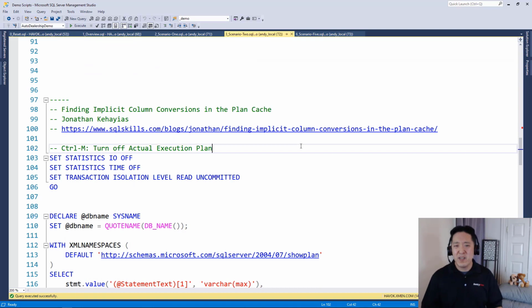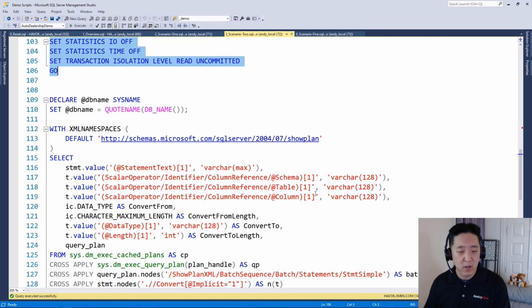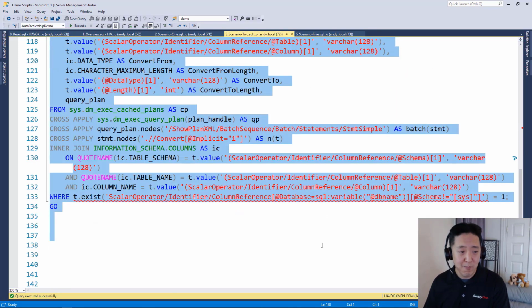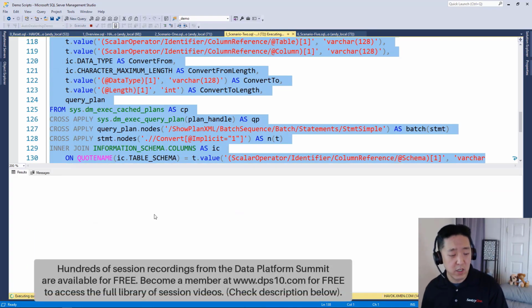Now, how do I find out if I happen to have implicit conversions already going on in my code? This is where Jonathan Kehayias of SQLskills.com can come to the rescue. He's written a phenomenal blog post that also happens to have some code that will shred the plan cache, shred the XML inside your plan cache, to help you determine and find all of that. So I'm just going to run a quick bit of this here. And in this case, you'll see some output.